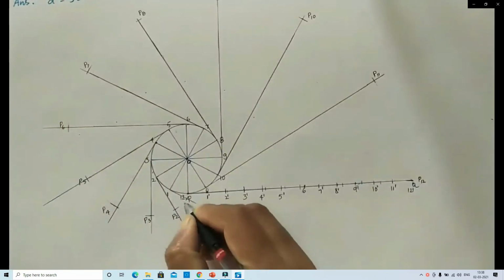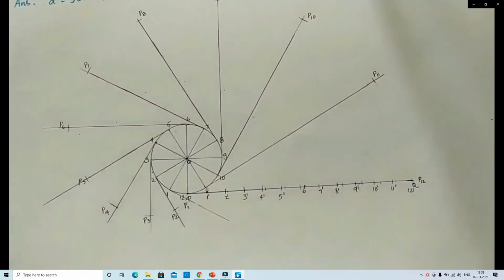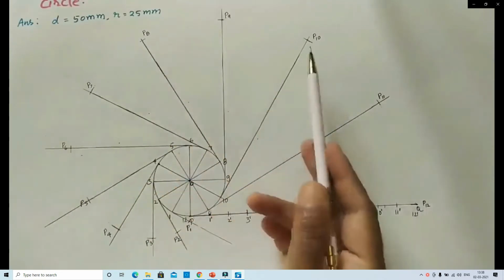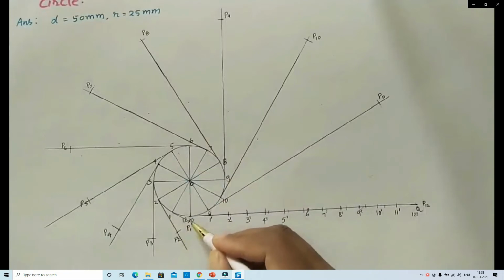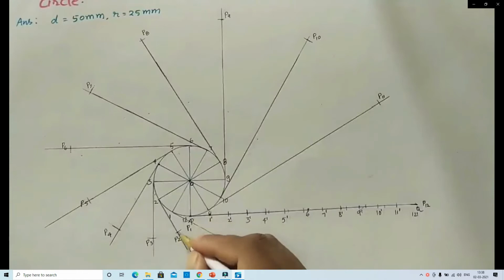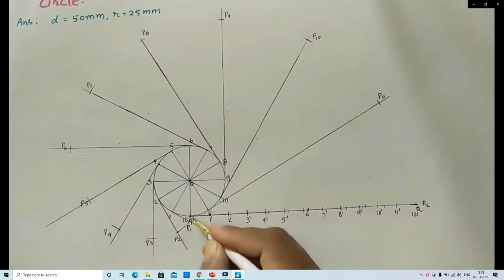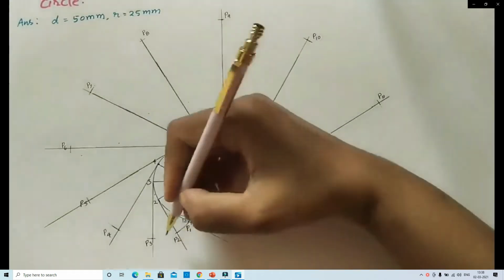Okay, now complete the total tangents. We cut the radius. Okay, P1 dash, P2 dash, P3 dash, P4 dash. In similar way up to P12, we cut the tangents 1, 2, 3, 4, 5 tangents up to 12. Now we join the P points freehand.